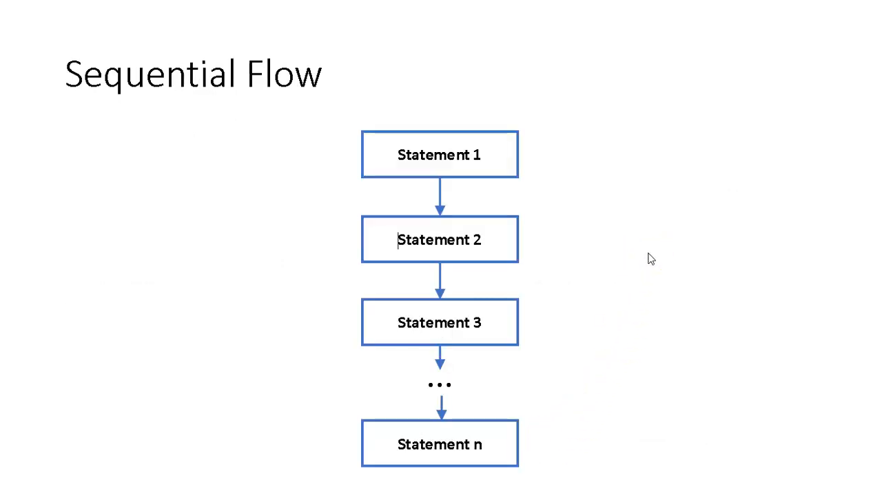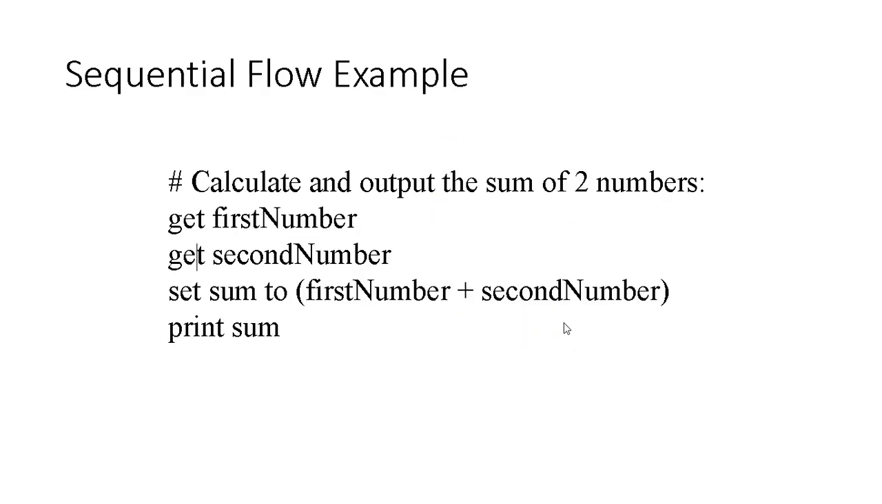Sequential flow, the default, begins at the top of the algorithm and proceeds down statement by statement. Straight line flow, like a single railroad track with no branches in it. An example, the pound sign here is a comment. Calculate and output the sum of 2 numbers. 4 statements. First, get first number. First number is a variable.